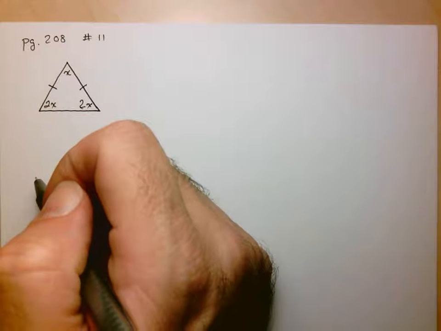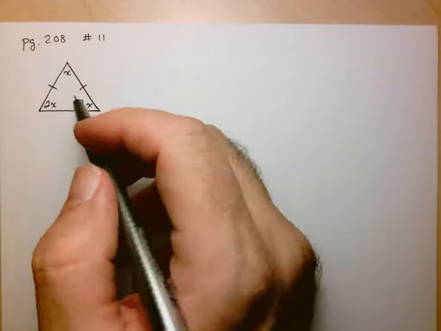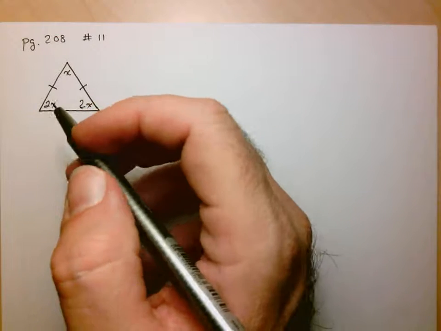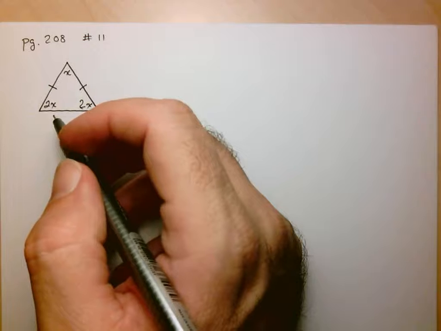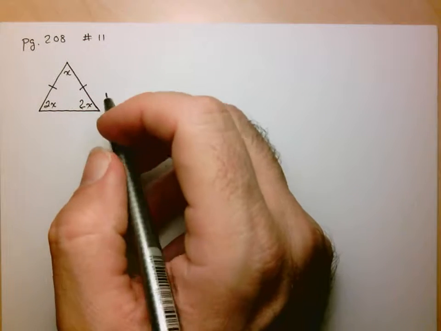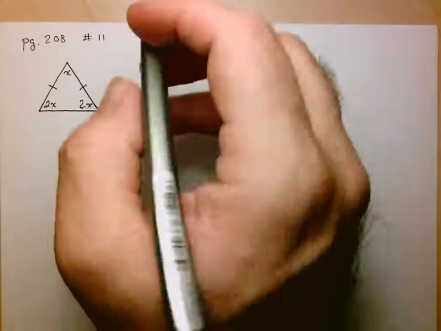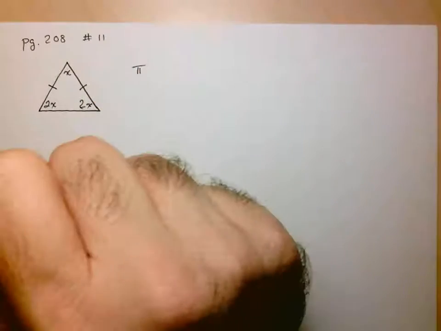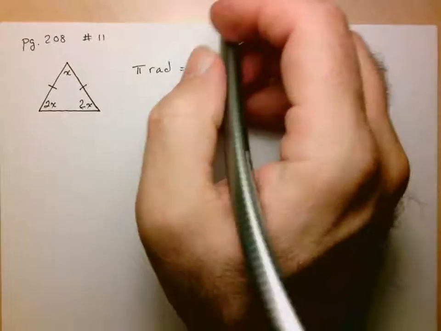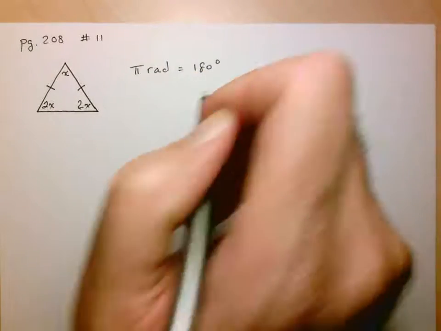Now here we have information about the 3 angles in a triangle, and of course, the big piece of information we know about the angles is they add up to 180 degrees. But of course, here we don't want to work in degrees; we want to work in radians. And we have our relationship between radians and degrees, and we know that pi radians is exactly equal to 180 degrees.